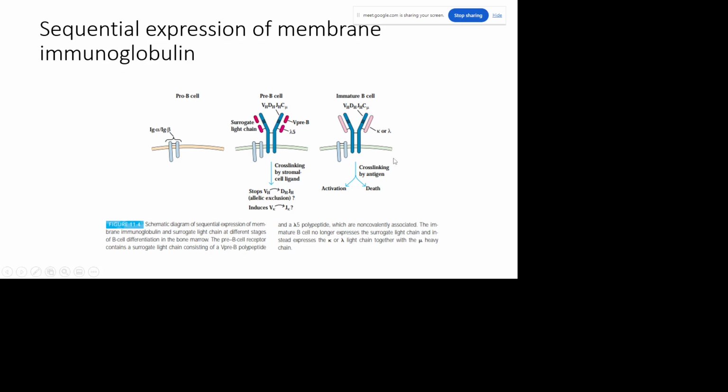So this is a sequential expression of membrane immunoglobulin genes, which is showing how the expression of immunoglobulin genes is converting the pro B cell to mature B cell.